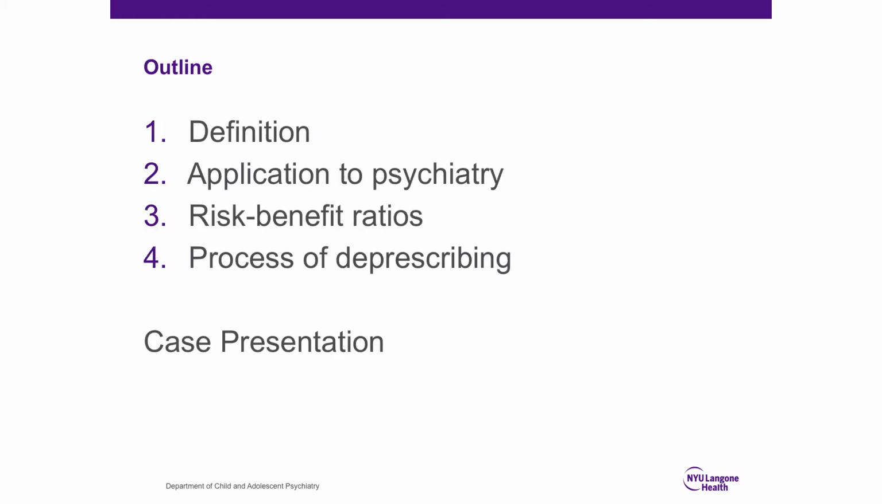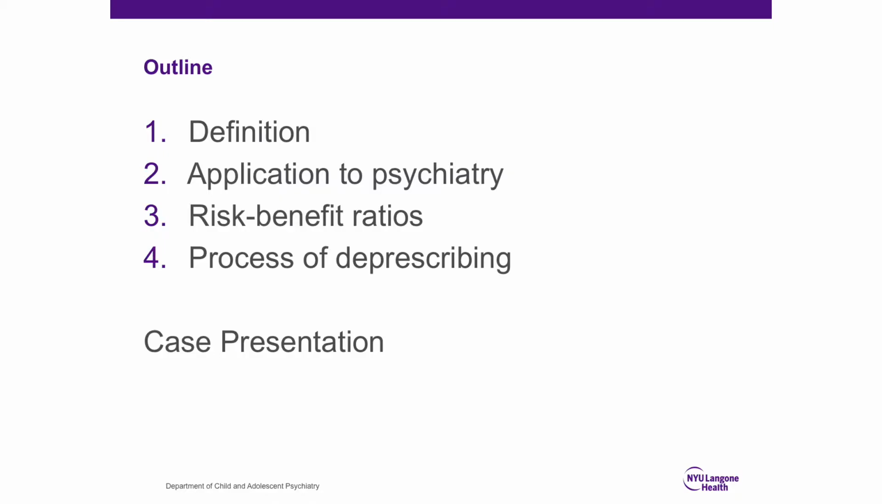So this is what I hope to accomplish today. My goal would be to be as useful to you all as possible, so please let me know if you have questions or feel free to interrupt me. We'll start by defining de-prescribing, talk about its application to psychiatry and specifically child and adolescent psychiatry. As is integral to all of medicine, and particularly prescribing and de-prescribing, we'll talk about analyzing risk-benefit ratios. And then we'll go into how you do this, the process of de-prescribing. And woven throughout will be a case presentation to help demonstrate some of the principles.